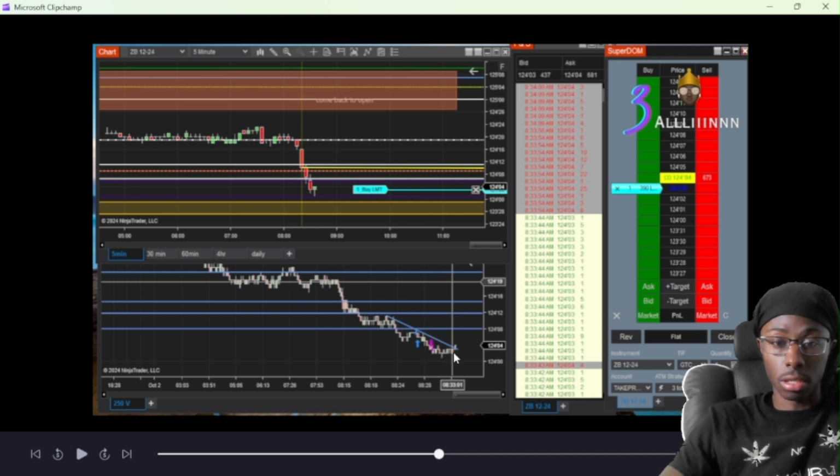But yeah, I saw the consolidating here. I saw the wick here. I saw this candle bounce off of this and turn green. So my eyes lit up and I'm like, I'm going in. I didn't go in heavy, but I just went in with one contract to see what it would do, and went against my rule.